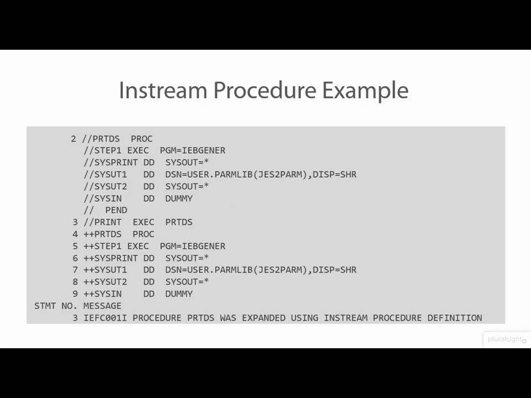Here's an example of how that in-stream proc would be executed. And notice that when we look at the JCL, we can see statement 2 here indicates that this is the JCL that constitutes the proc that we are defining. Statement 3 is where we execute that proc that we have defined. And then you can see statements 4 through 9 represent the interpretation of that proc. And we can see that this is an in-stream proc because all of the slashes have been replaced with plus signs to indicate that this is the interpretation of a previously defined proc.